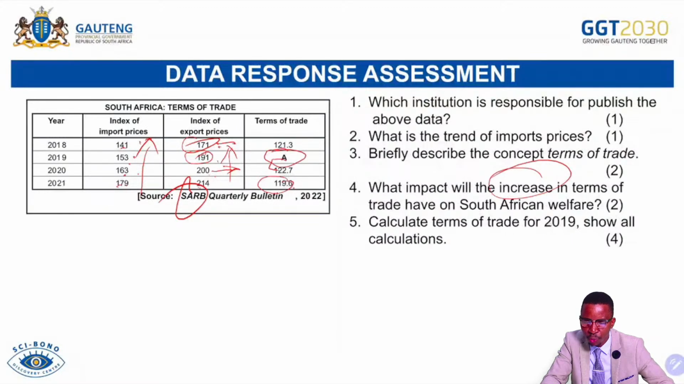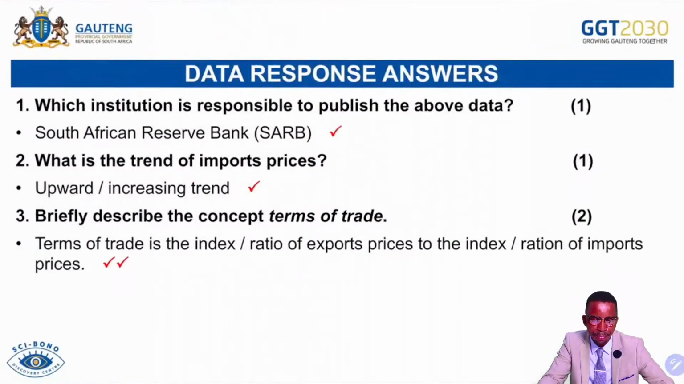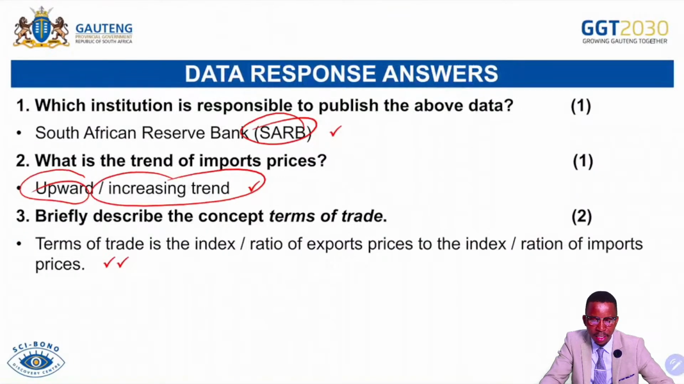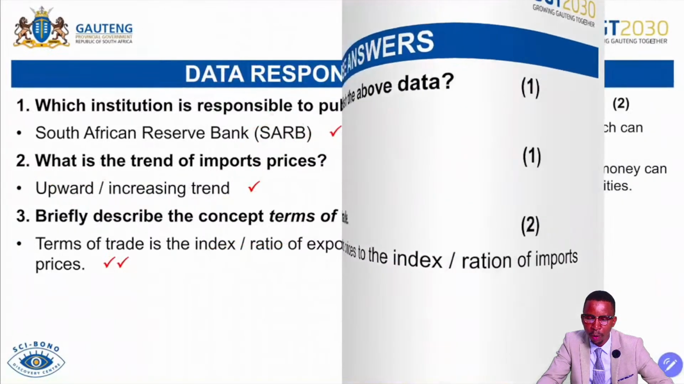Calculate terms of trade for 2019. This is 2019. Show all calculations. Then we use the formula. Let's check the answers now. The institution is the South African Reserve Bank. There's an increasing trend, or upward trend, or positive trend. And then terms of trade refer to the index or ratio of export prices to the ratio of import prices. So those are your first answers for 4 marks.